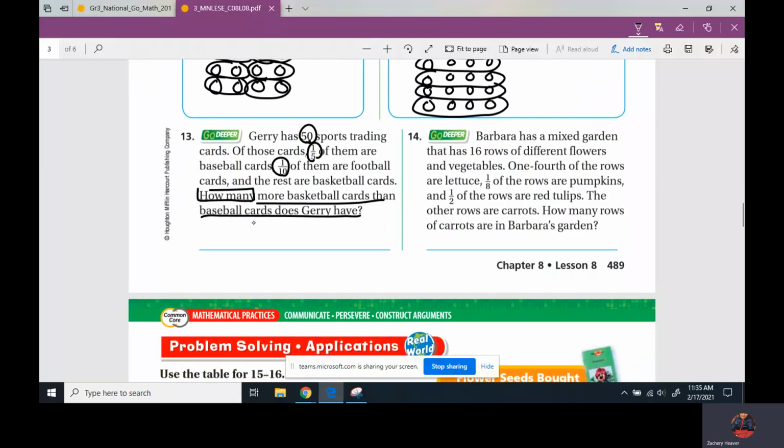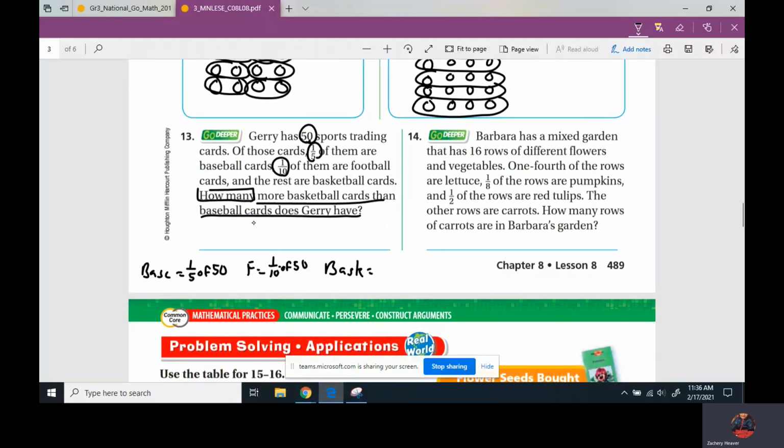So we got to find out how many baseball, football, and basketball cards there are. I'm putting bas for basketball. So 1/5 are baseball cards, so 1/5 of 50. 1/10 are football cards, and the rest are basketball. So let's find these totals.